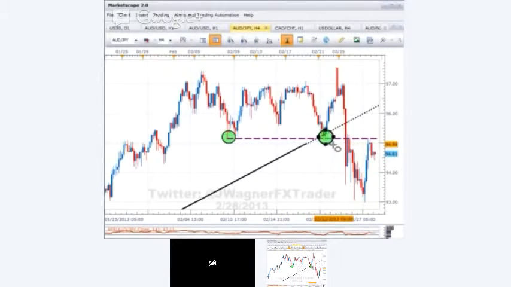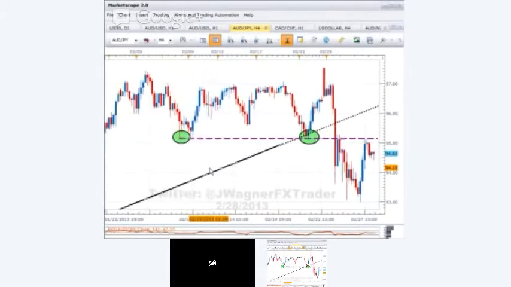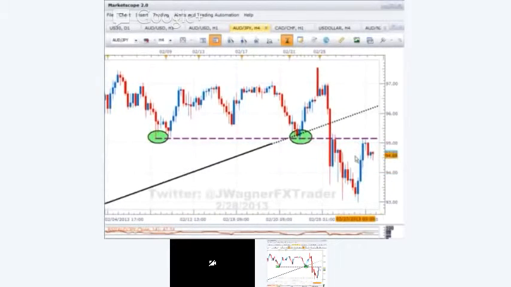So prices were supported there, prices were supported there. Boom, we had our break. And then after our break, we're coming back and we're giving a test to this 95 level on the Aussie yen. So what we could look to do here is we could look to initiate a short trade and look to sell this further. You could do it on a retracement strategy up here near the 95 level.